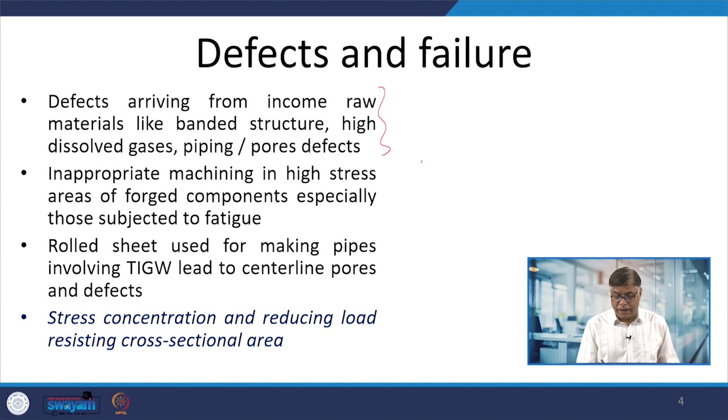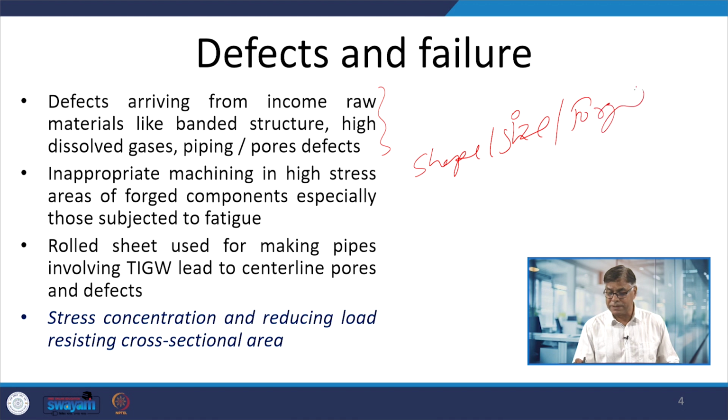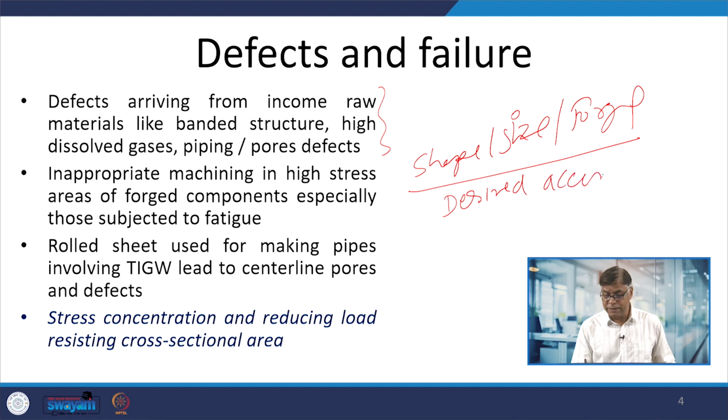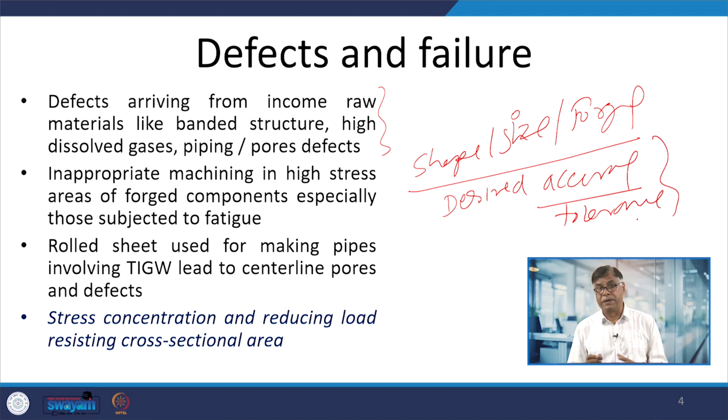But after shaping and giving the desired size to the product through forging or forming processes, we have got the sound product. But in the secondary processing to get the desired accuracy and tolerance, if the machining has been done inappropriately, leaving behind a few high stress concentration zones, especially in high stress areas, then that can promote the fracture and failure of the component, especially under fatigue conditions.